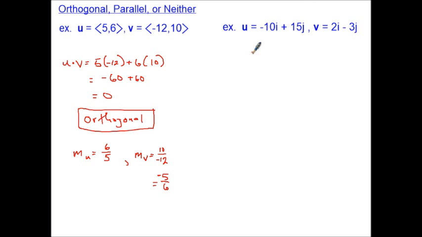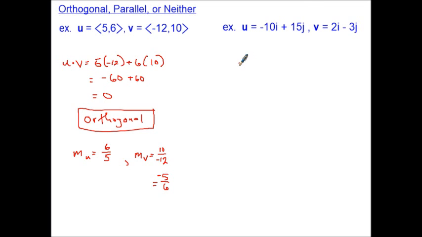Moving to our second example here. I've got a negative move here and a positive move here, negative is left and positive is up, so I have a negative slope on this one. And then right and down is also a negative slope. So right now I know these aren't orthogonal. So again, are they parallel or neither?